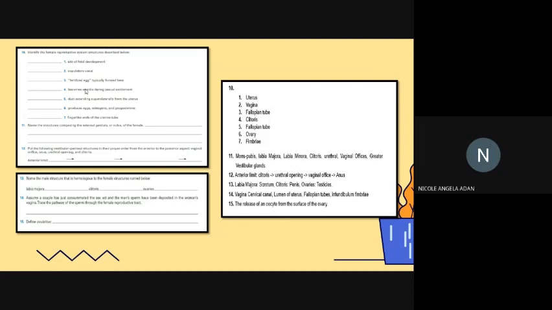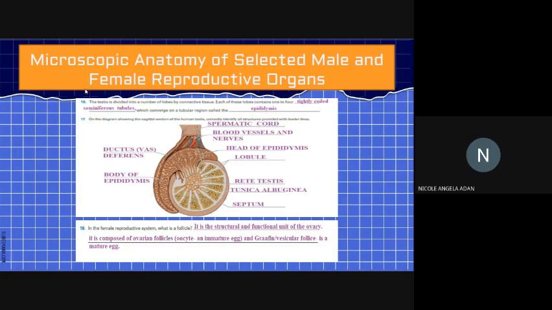Okay. Number 15, define ovulation. The release of an oocyte from the surface of the ovary. That is the last part, the end of the human reproductive system. That's all. Thank you. Next is the microscopic anatomy of selected male and female reproductive organs.